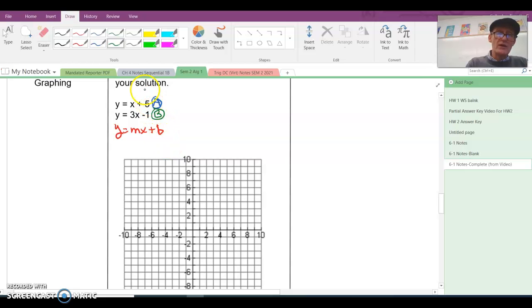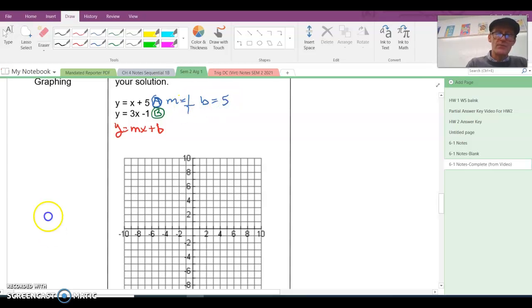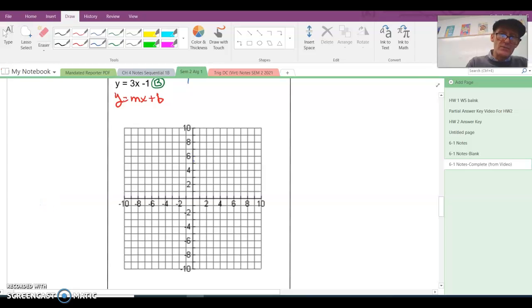So let's go ahead and do A. y equals 1x plus 5. So m equals 1 over 1, and b equals 5. So I go up to 5, and I go up 1 over 1, up 1 over 1, and I can even go negative 1 over negative 1. It's okay. And I'm going to draw that line.